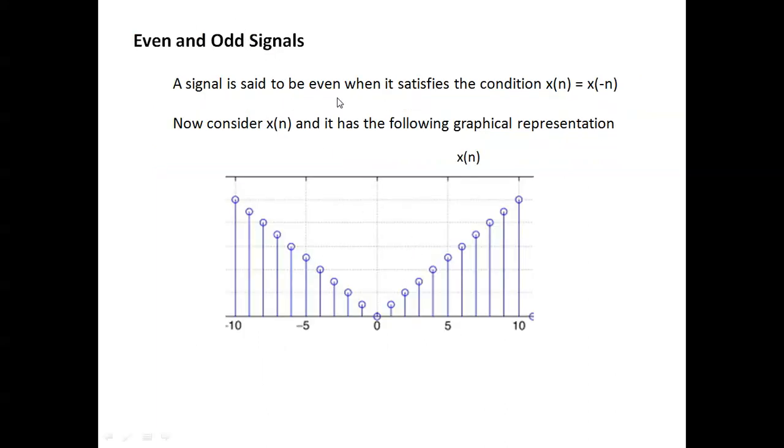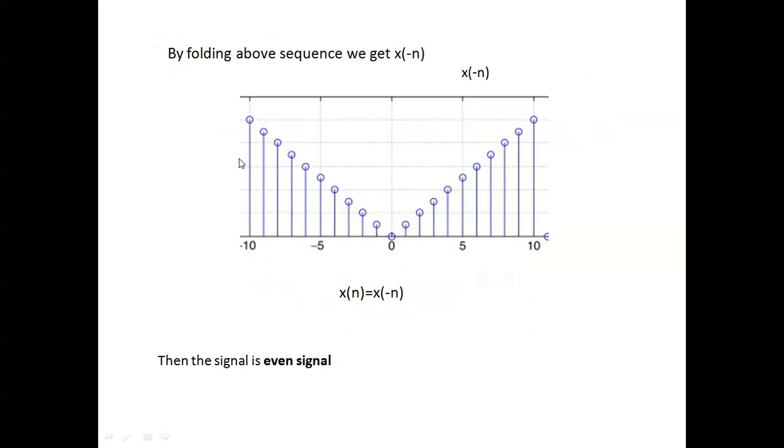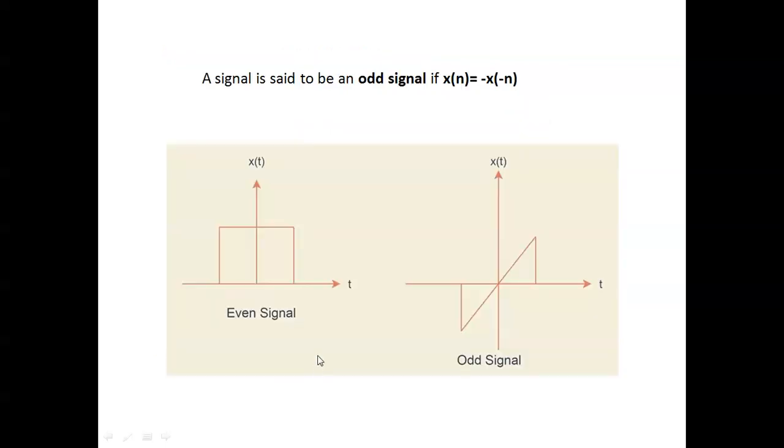And the even signal. A signal is said to be even if it satisfies the condition x of n is equal to x of minus n. This condition has to be satisfied. So this is x of n and this one is x of minus n; both have to be equal. If we fold the signal about the vertical axis, we get x of minus n. So this is an even signal.